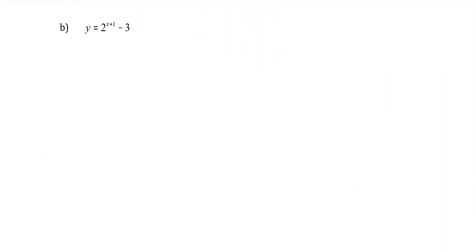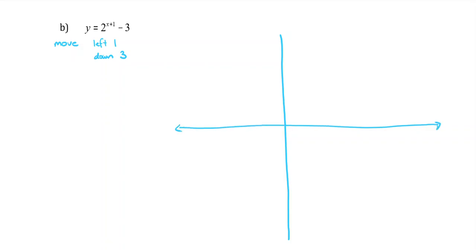This is an exponential equation. So the x plus 1 in the power is going to move our graph left 1. The minus 3 on the end is going to move it down 3. Because it's an exponential graph, let's start with the asymptote. My asymptote has been moved down 3 with the rest of the graph. The horizontal asymptote is normally at 0, so when I move it down 3, it's going to go 1, 2, 3. And my horizontal asymptote is now going through y equals negative 3.